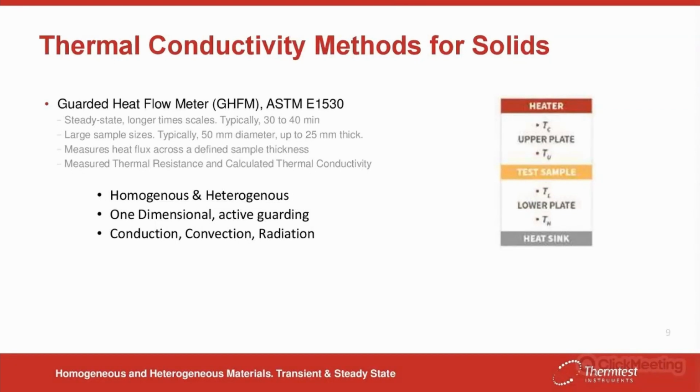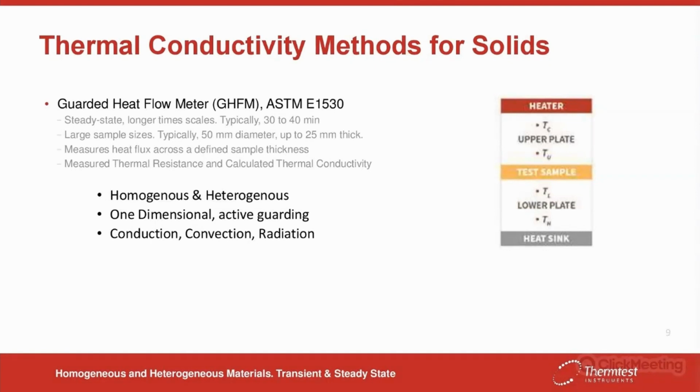And then again, from that measured resistance, a calculated thermal conductivity is usually part of the software and/or math of the method. It can, of course, be used on homogeneous materials, but it is ideally suited for heterogeneous materials, or disorganization of anisotropy, which is ultimately a heterogeneous material. Your values represent a one-dimensional heat flow, and that is achieved through active guarding.